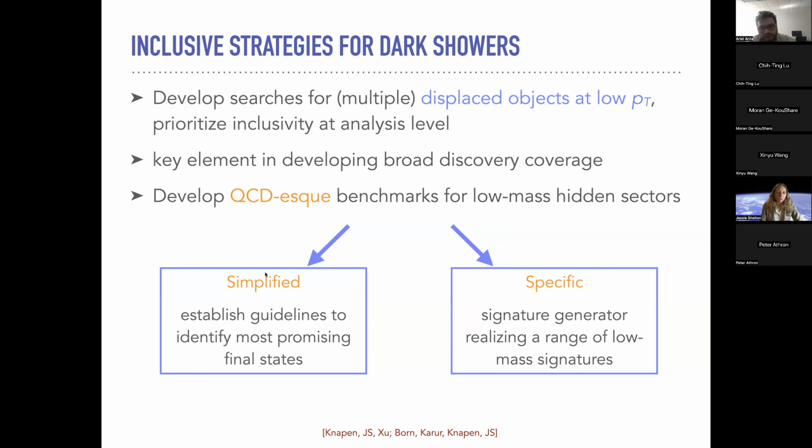The motivation for doing this work was to establish guidelines to identify the most promising final states where work done to expand experimental coverage would really be well motivated from the point of view of looking for final states that are easy to realize in realistic models. And then I will go on to talk about a more specific model. This is a UV complete, insofar as hadronization uncertainties allow, model.